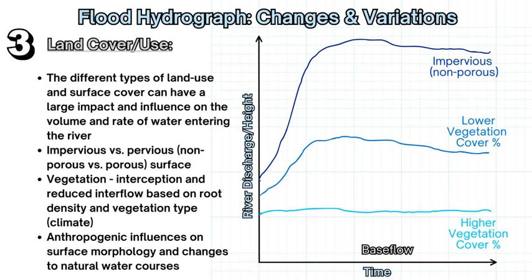So with an impervious, a rock-based or a non-porous soil, or an artificial or man-made surface, you'll have a greatly increased volume of water entering the river a lot quicker through overland flow and surface runoff, versus a porous or pervious surface, allowing water to go in. Also, you have the effect of vegetation.